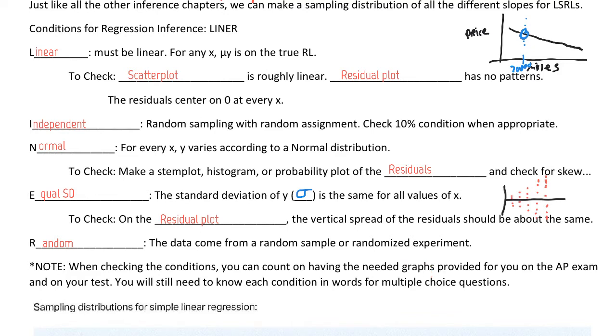Okay, so all that stuff was about checking conditions so we can do inference. And now instead of just confidence intervals like chapter 11, we can also do hypothesis tests, and we're going to be doing that all for the true slope. And so if we're going to do something with the true slope, we're going to need to know the true standard deviation of the slope.